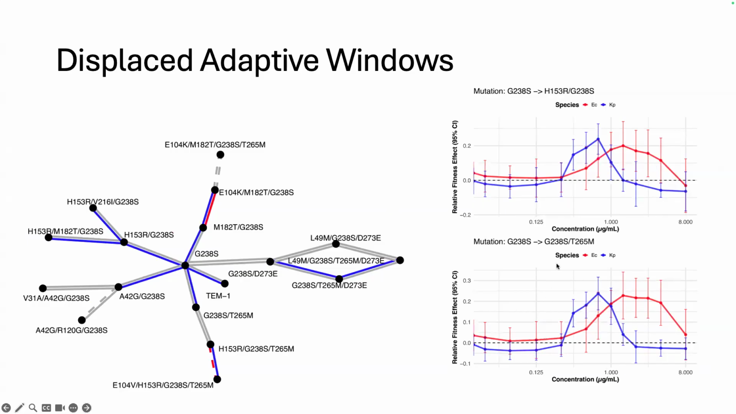So this is the addition of two mutations onto the G238S background. And again, in both cases, they are beneficial to each species, but where this adaptive window is in concentration space is again a little bit staggered due to intrinsic resistance differences. Specifically in this case, when these mutational steps are selectively accessible to K. pneumo, the environment is still too mild for the same steps to become advantageous to E. coli.